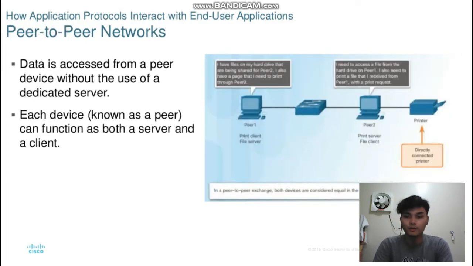So we have a peer-to-peer network. As you can see in the figure again, we have a print client, then a switch, and then a print server. We have a printer that can be accessed from a peer-to-peer device without the use of a dedicated server.